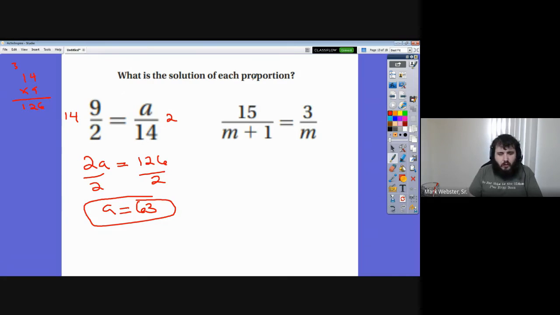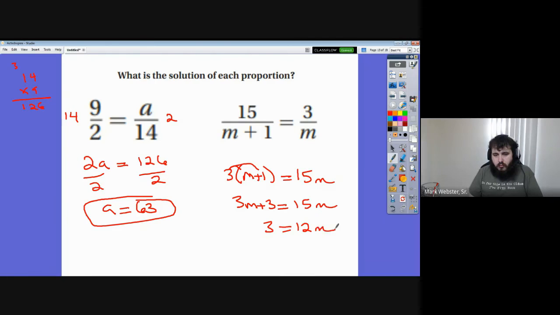Same thing here. We're going to cross multiply. It doesn't matter that the variables are on the bottom. It's going to be the exact same thing. We're going to have 3 times m plus 1 equals 15 times m. Make that look better. And then we have to distribute. We can subtract the 3m over. And then we can divide both sides by 12.